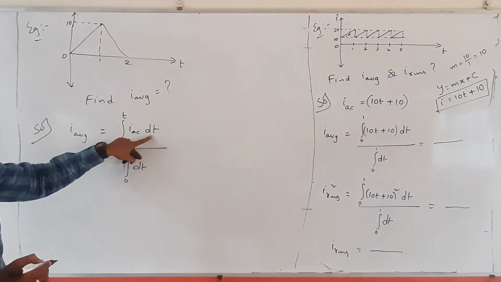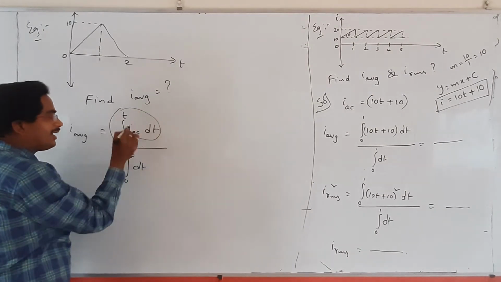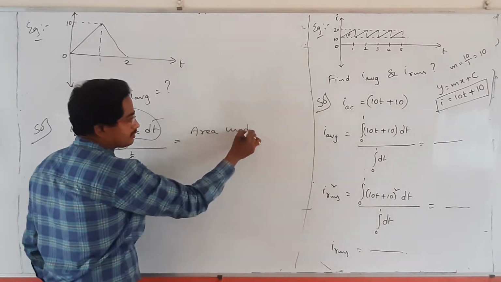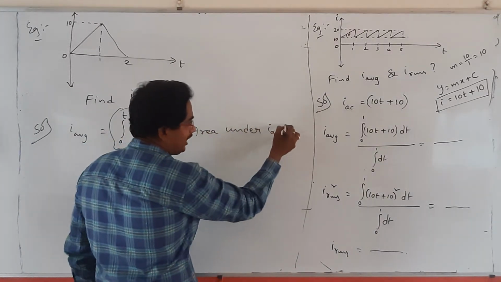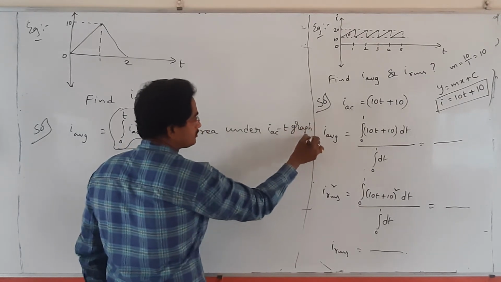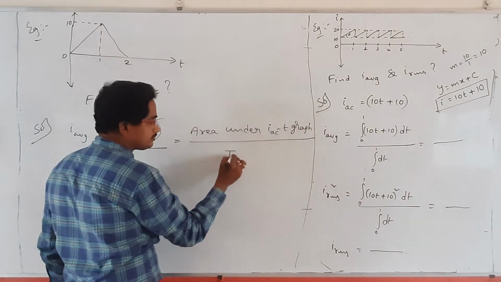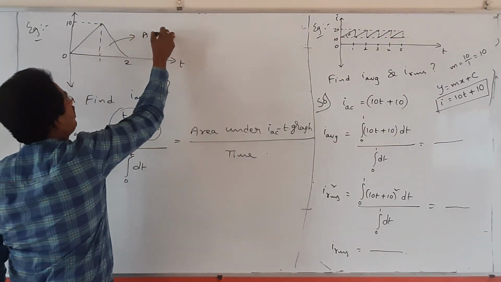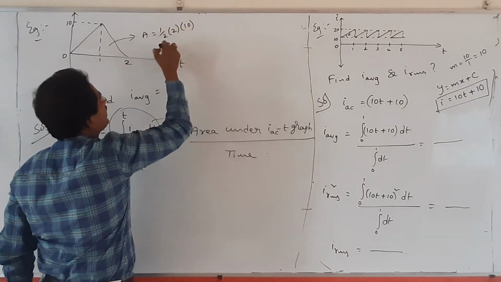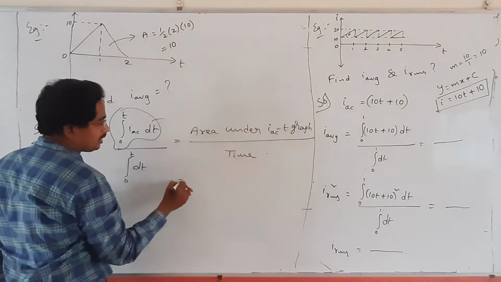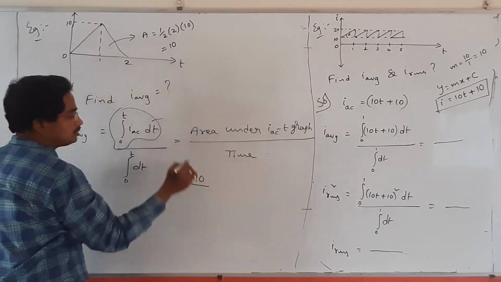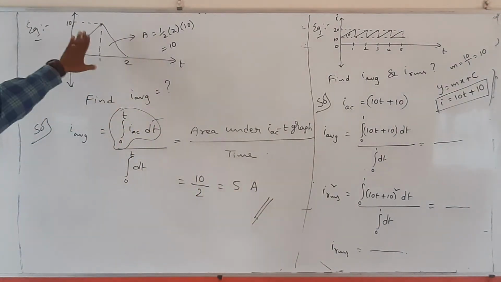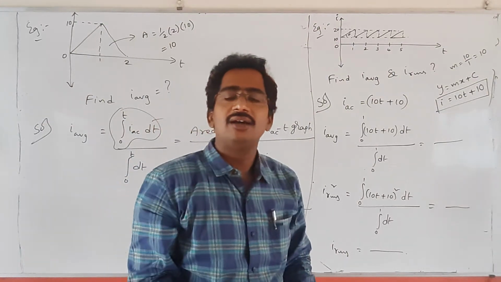You know well, it is nothing but the area under the current-time graph divided by time. So what is the area under this graph? Area is half into base into height, that is 10. So 10 divided by the time value, 2. Finally, 5 amperes is the average value of this AC.